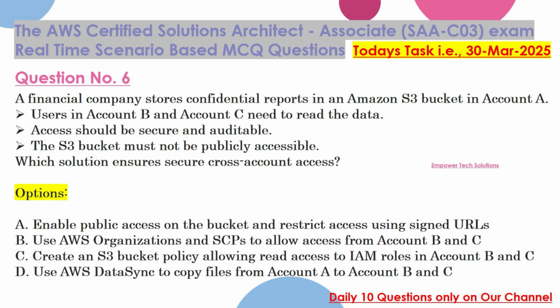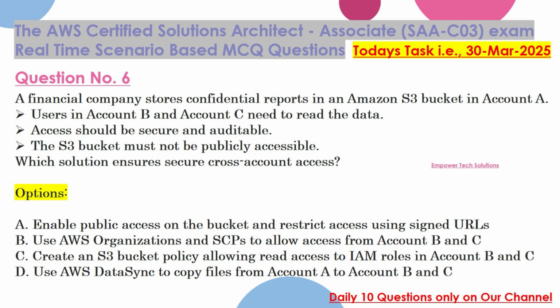Question 6. A financial company stores confidential reports in an Amazon S3 bucket in account A. Users in account B and account C need to read the data. Access should be secure and auditable. The S3 bucket must not be publicly accessible. Which solution ensures secure cross-account access?